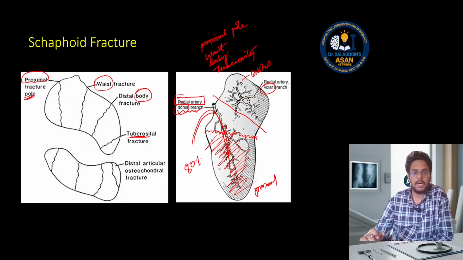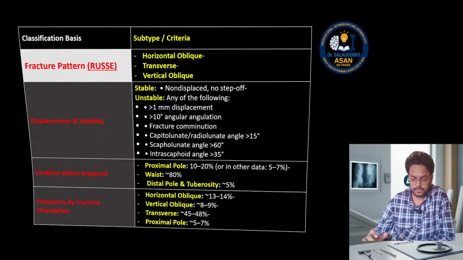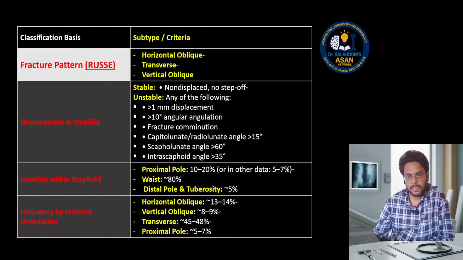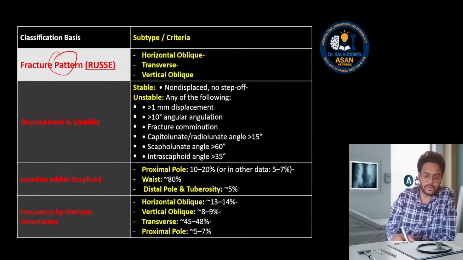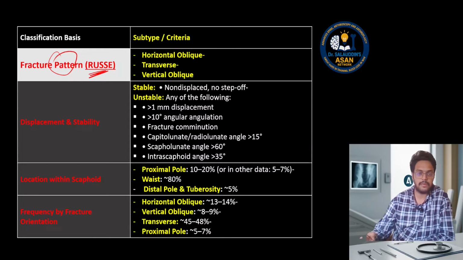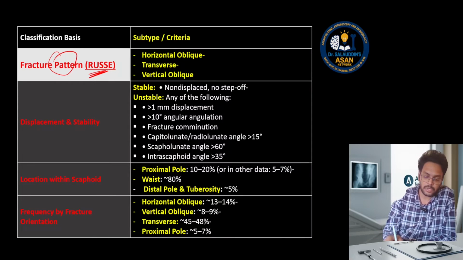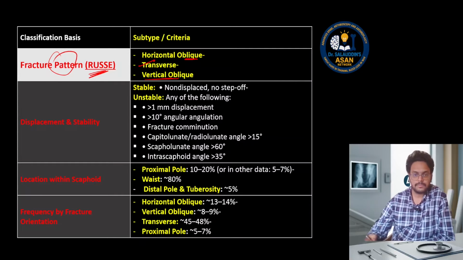Now let's see the classifications of the scaphoid bone. The first classification is based on the pattern of the fracture, given by Russe. The fracture patterns are horizontal oblique fracture, a transverse fracture and a vertical oblique fracture. These three are given under the Russe classification.